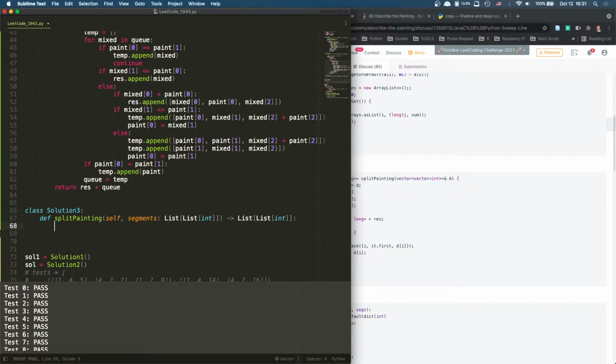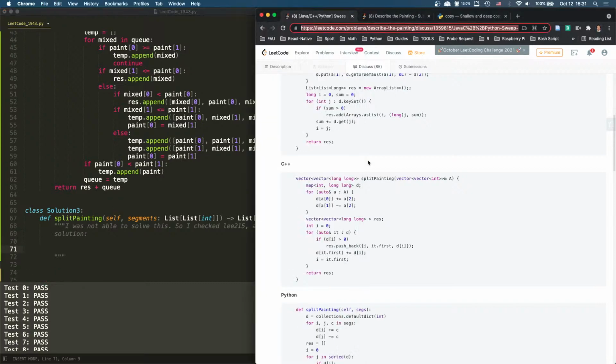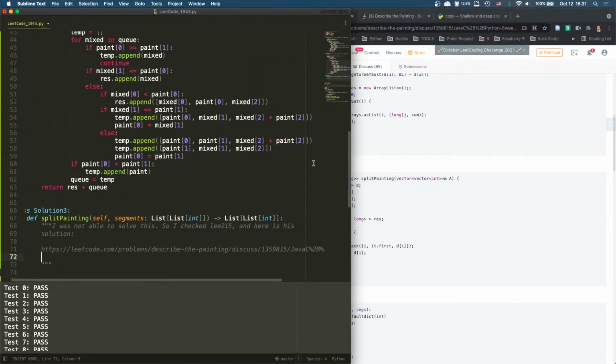So with that said, I was not able to solve this. So I checked Lee215, and here is his solution. This feels like a reversed prefix sum.